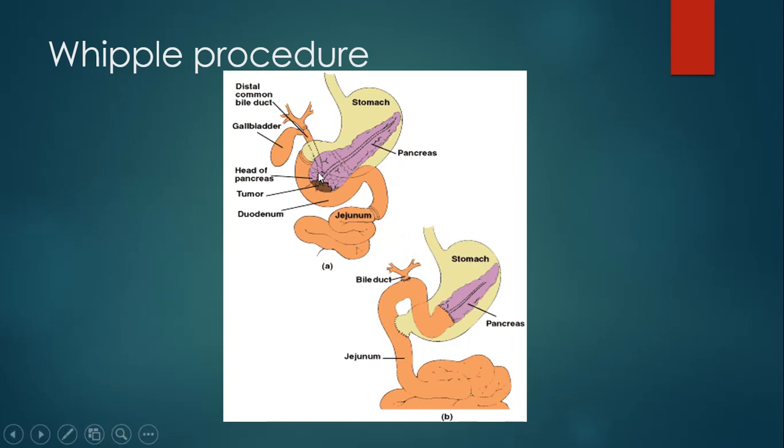You can see in this diagram that there is a CA here, and you have removed these portions. You end up doing 3 anastomoses. So, Whipple's procedure.